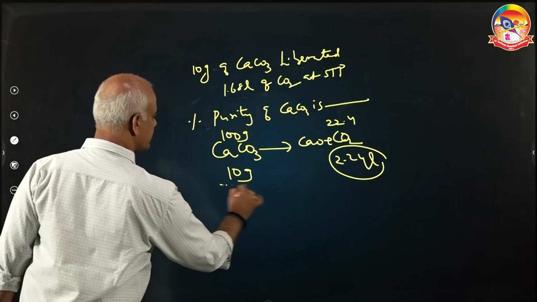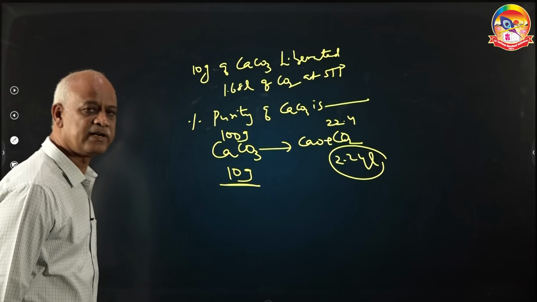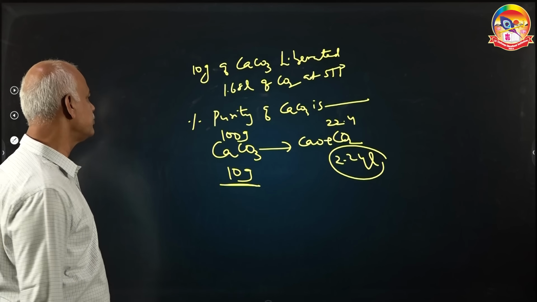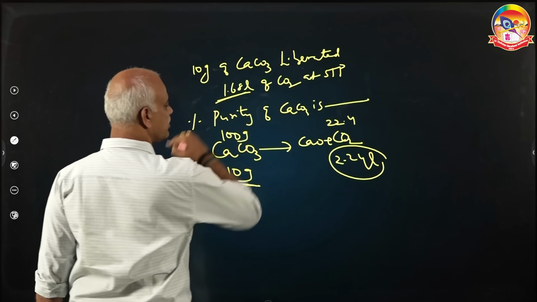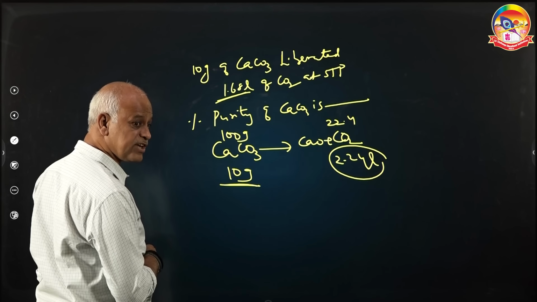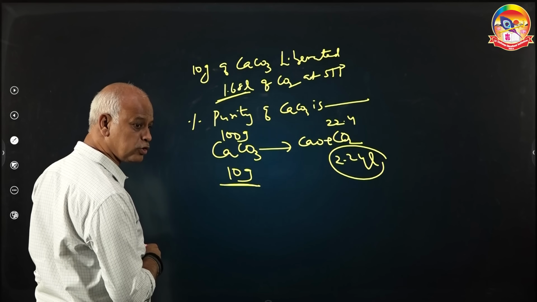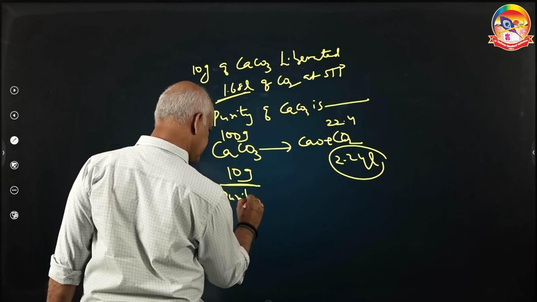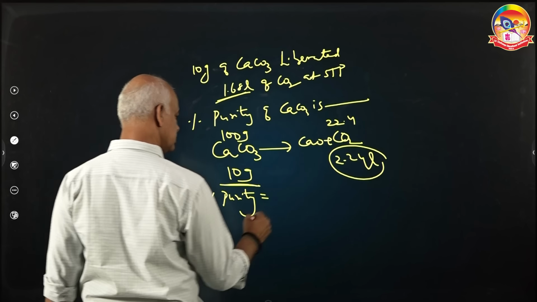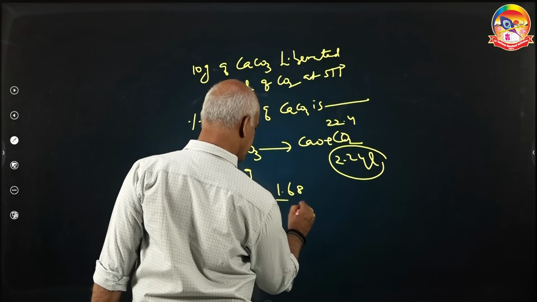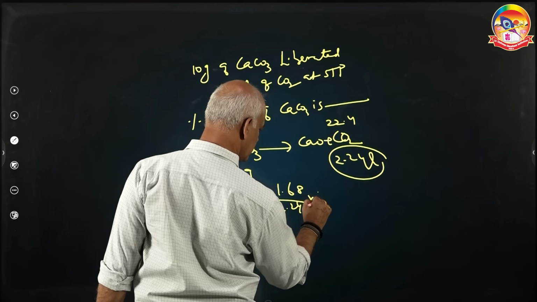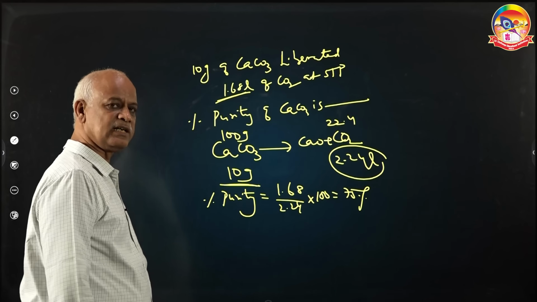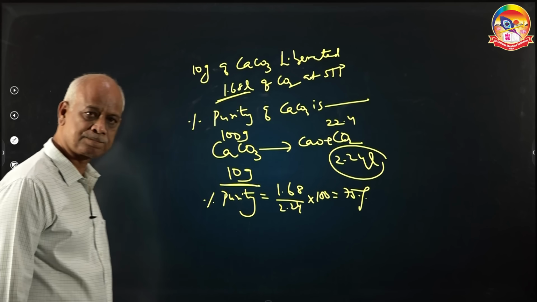So, if the purity of this 10 grams is 100%, how much carbon dioxide should you get? 2.24. But how much did you get? Only 1.68. So if it is 100% pure, you get 2.24. Therefore, percentage purity is equal to 1.68 by 2.24 into 100, which is 75%. This is a purity problem.